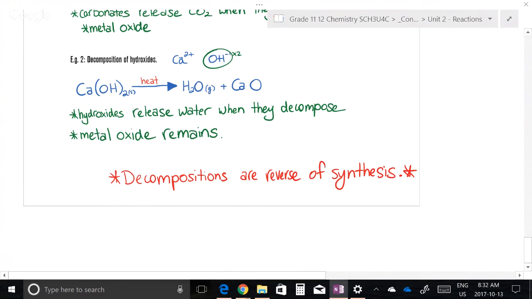Then today we're going to start talking about single displacement reactions. Would some kind sweet soul hand these out for me? Thank you very much, Caitlin. I appreciate it.